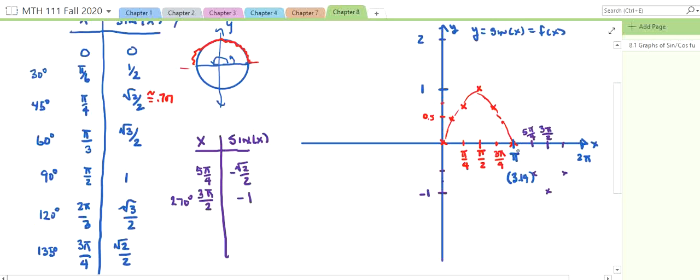It's here. So I'm not drawing all the points in here. It takes a little bit of time, but you can do that. And then we come back at 2 pi, we hit 0 again. And that's what the sine function looks like.